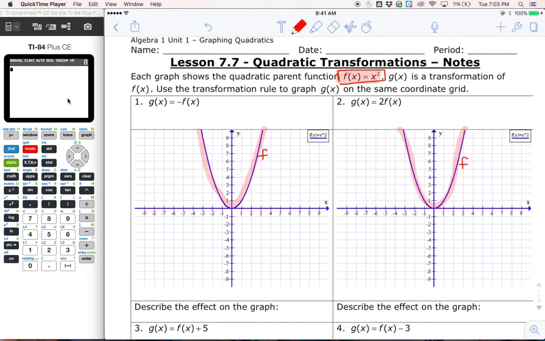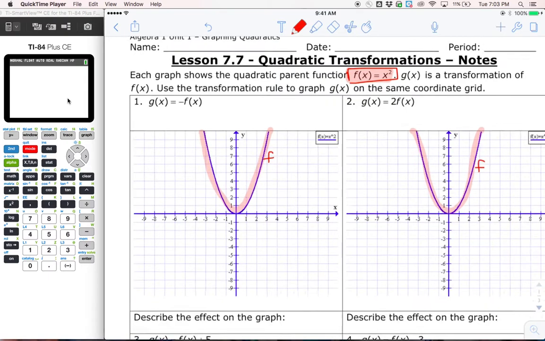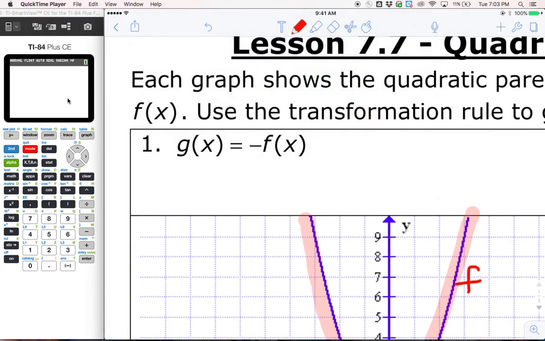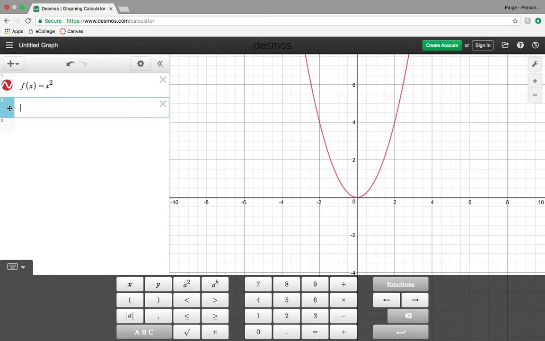Okay, so example number 1, g of x equals negative f of x. The transformation that's happening to each of these is that I have this negative a value. Let's see what this does to our graph. So over here, I'm going to type it in exactly like it looks on your notes: g of x equals negative f of x. And since I already told Desmos what f of x is, it goes ahead and graphs my new one.